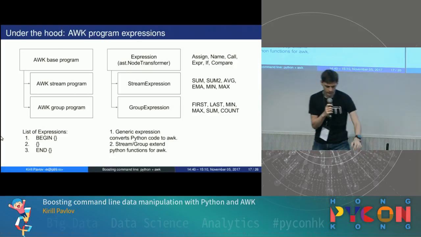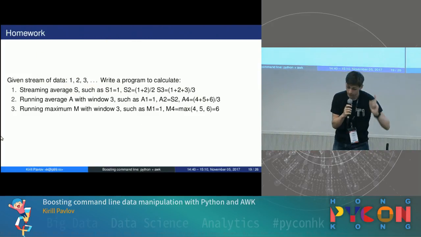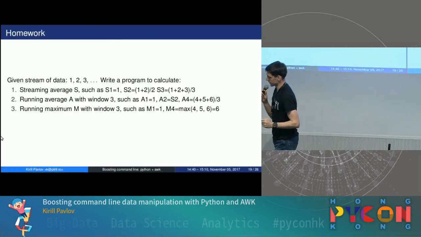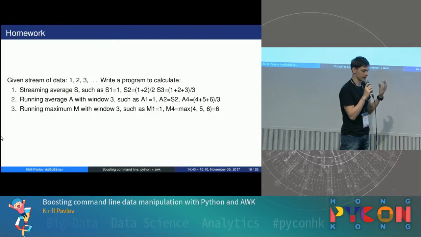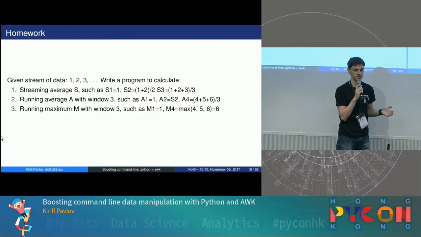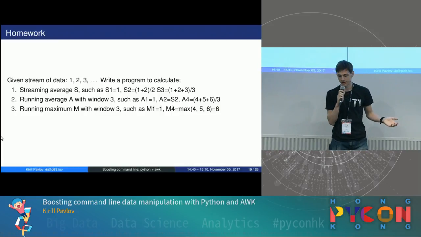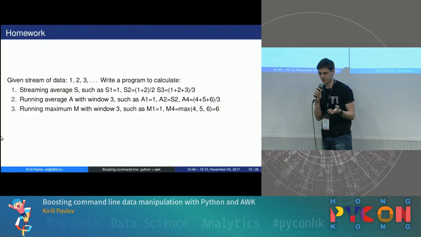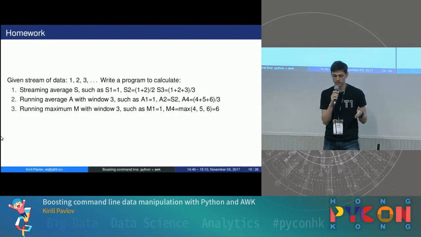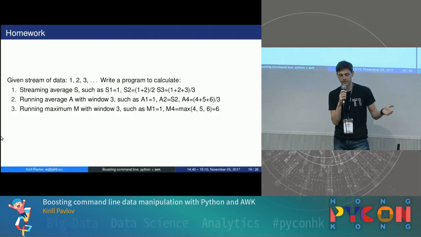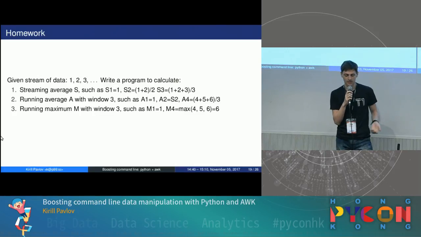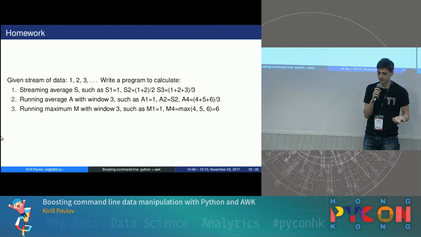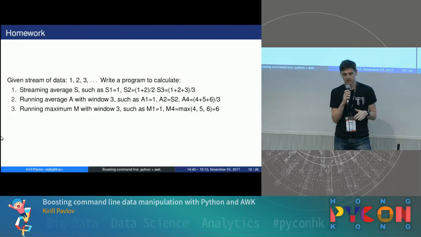But think about it. Actually, I think I have a next slide here. I have a homework, actually. For those of you who are very curious, just think about the three concepts. Imagine you have a stream of data, just 1, 2, 3, 4, 5, like an infinite stream of data, and your task is to calculate the average. It's just a very, very simple average, right? So the average of 1 is 1, the average of the first two elements is 1.5, and the average of the first 3 is 2. Nothing hard here. But how about a running average?